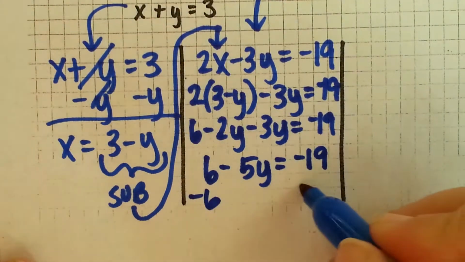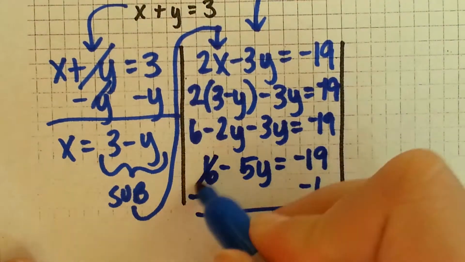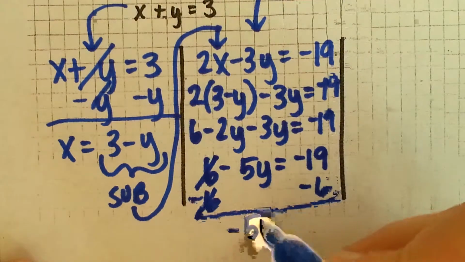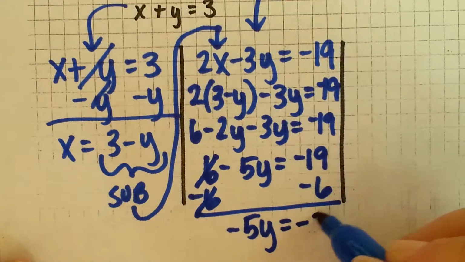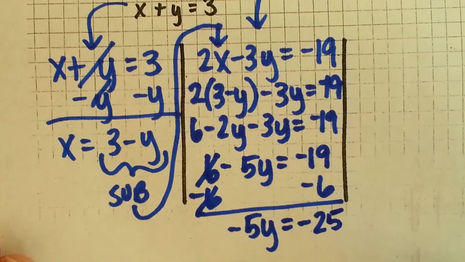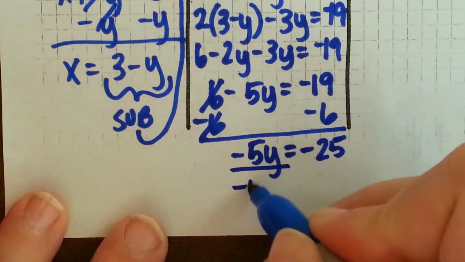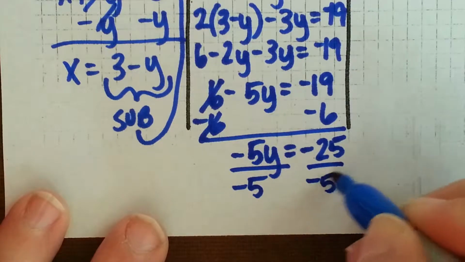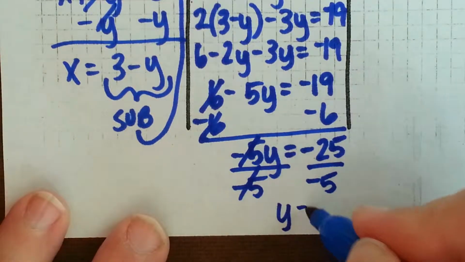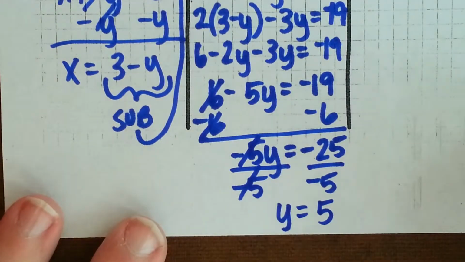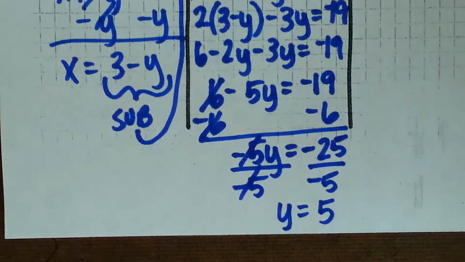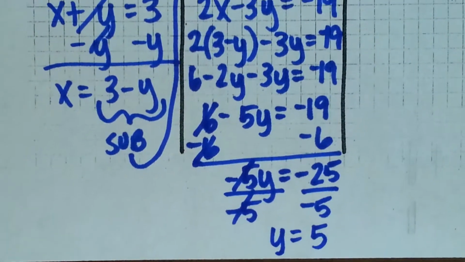Next, I'll subtract 6 from both sides, leaving me -5y equals -25. And then I'll divide both sides by -5. So y is equal to 5. Now what I know is that y is equal to 5.